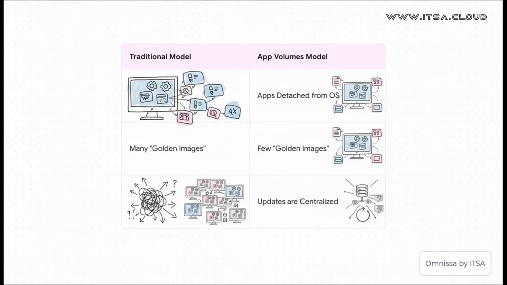This chart just lays out the difference perfectly. Over on the left, you've got the old world. Apps are baked in, which leads to all that image sprawl and makes updates a nightmare. But on the right with the App Volumes model, the apps are completely detached. This means you can get by with just a few clean, pristine, golden images. And when it's time to update an app, you do it one time in one central place for everyone. It is a complete paradigm shift.